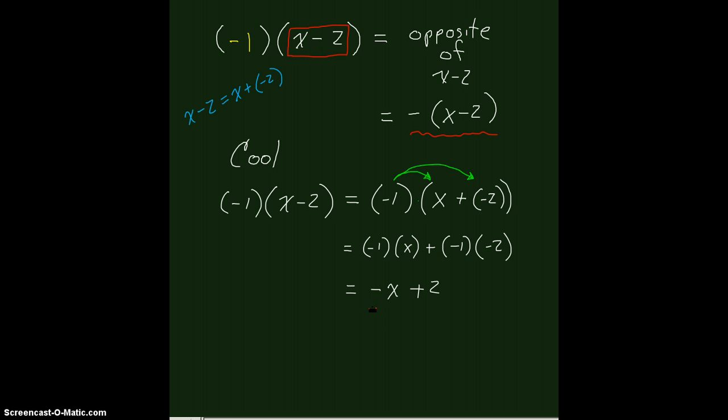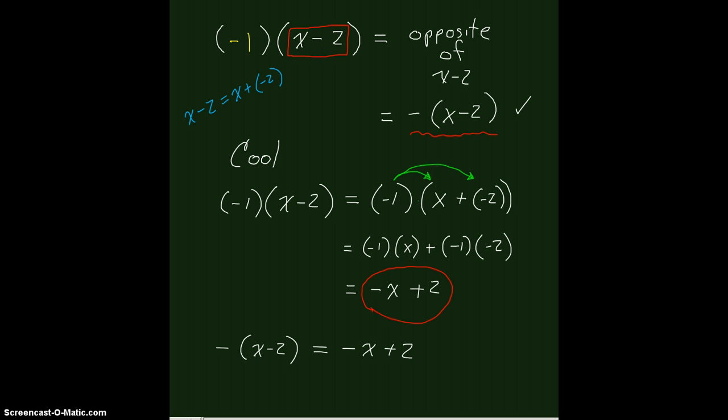What we ended up with was this: minus x plus 2. Right? Same thing. So let's write that out and see what we get. We get negative x minus 2, that came from here, happens to be equal to minus x plus 2.